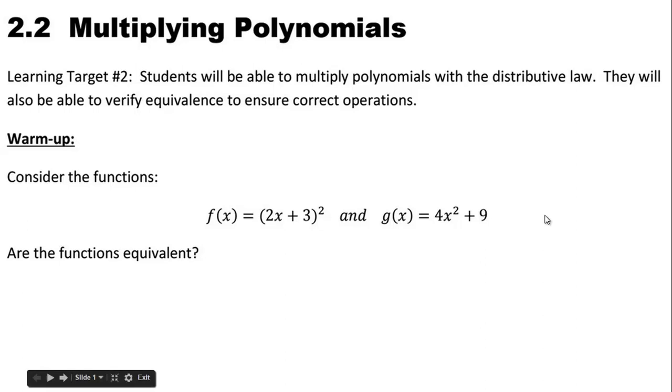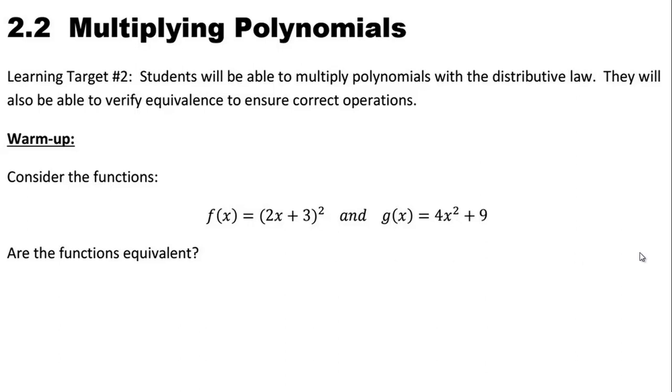Hi, welcome to the second unit on algebra skills, and we're looking at the learning target of multiplying polynomials. Really what we're doing today is the distributive law. We're also verifying equivalence just to make sure that we did everything correctly. That's a big idea for this unit, just to make sure equivalence is proper so that if you do something, then you know you're doing it correct.